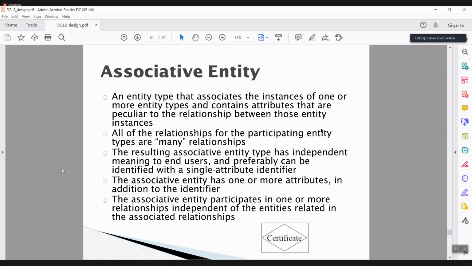Okay, now we will continue from here onwards next week. This is the associative entities.